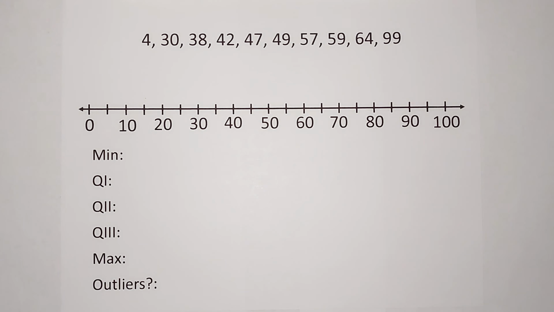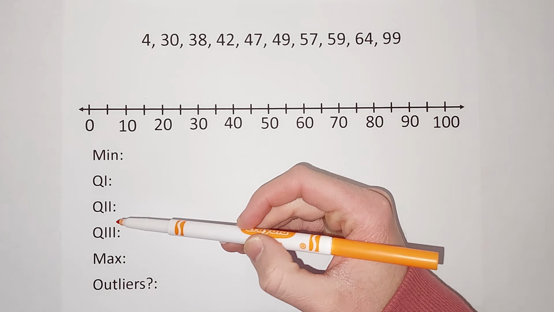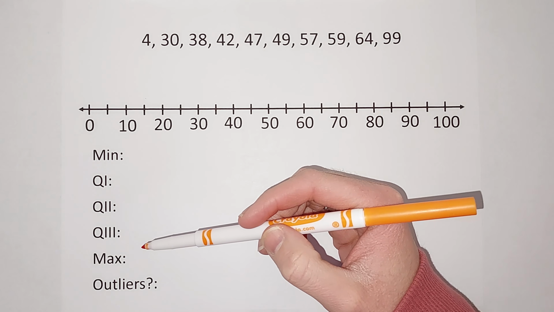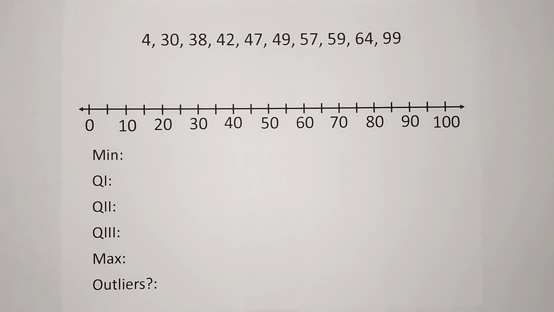Hey guys, we are going to make a modified box plot, okay? Which is basically just a box and whisker plot with outliers, okay? So you've probably been making box and whisker plots. You need 5 pieces of information. You need the minimum, the 3 quartiles, and your maximum, okay? With modified box plots, you still need those 5 pieces of information. We just also find outliers, okay?